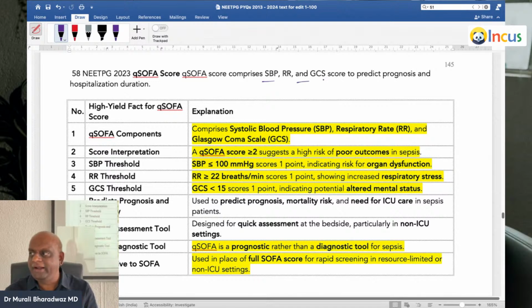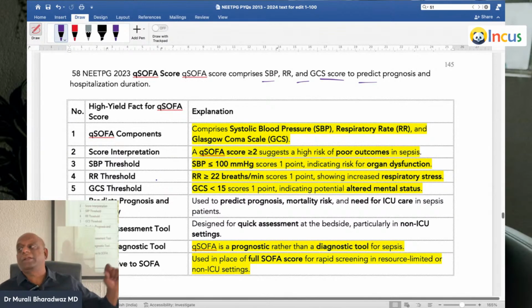Systolic BP, respiratory rate, Glasgow Coma Scale score, to ultimately predict the prognosis of hospitalization duration. What is the chance a person will require a longer hospitalization? Longer hospitalization is a risk for nosocomial infections, and that can lead to mortality. That's the reason one needs to be careful.